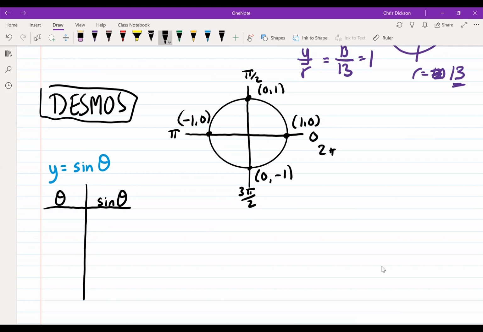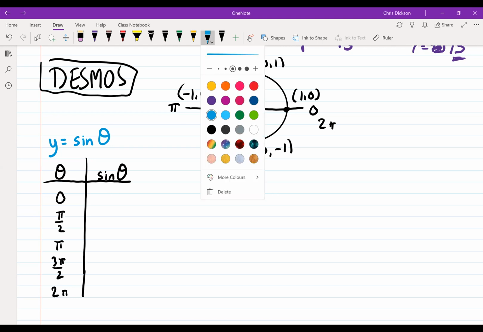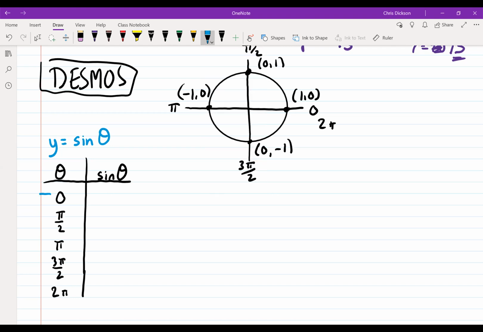And I'm going to work in radians here, so hopefully we're getting comfortable with radians. I'm going to put theta at 0, pi over 2, pi, 3 pi over 2, and let's go down to 2 pi. What I'm going to do here is take a look at 0 and 2 pi. I should notice these values should be the same, because they're really at the same place on the graph here.